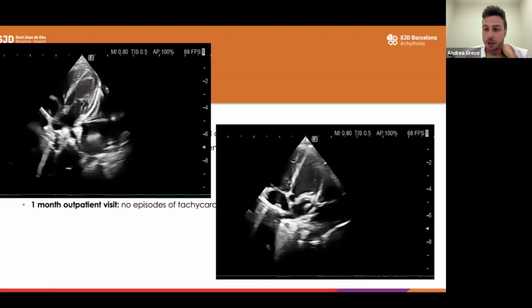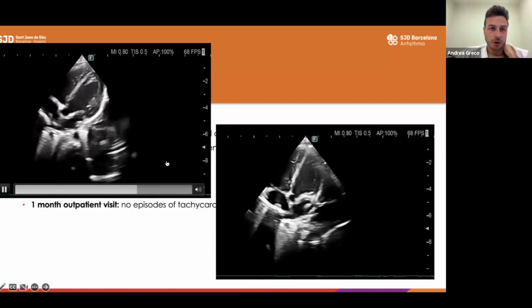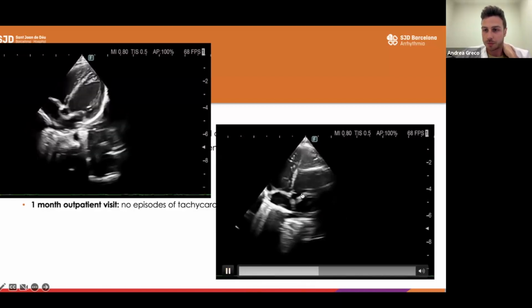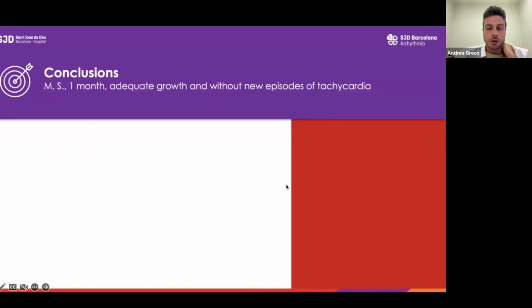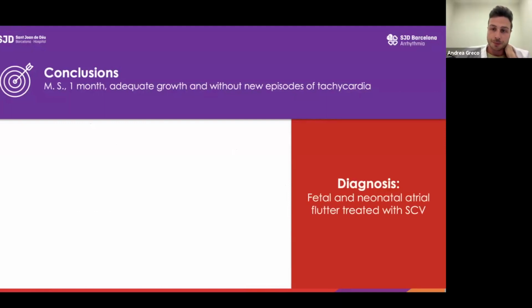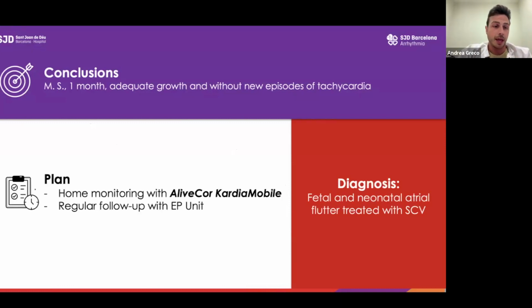and we have a completely normal echocardiography with no dilatation of the atria and with normal biventricular function. So in conclusion, we have a male of 1 month old, with adequate growth and without new episodes of tachycardia, with a diagnosis of fetal neonatal atrial flutter treated with synchronized electrical cardioversion. And the plan is monitoring with the LifeCore CardioMobile in the first months and regular follow-up with the EP unit.